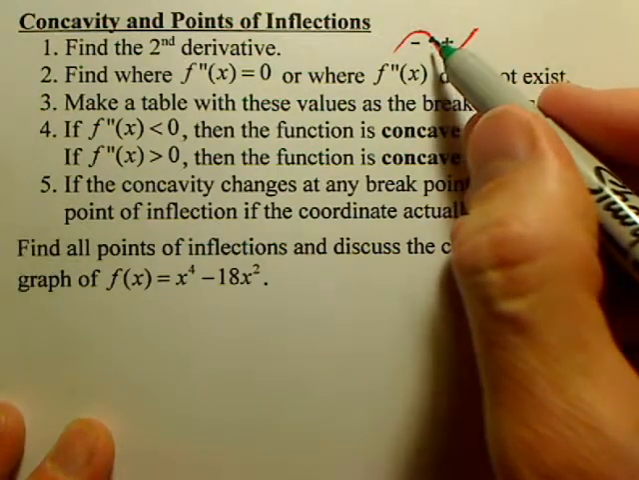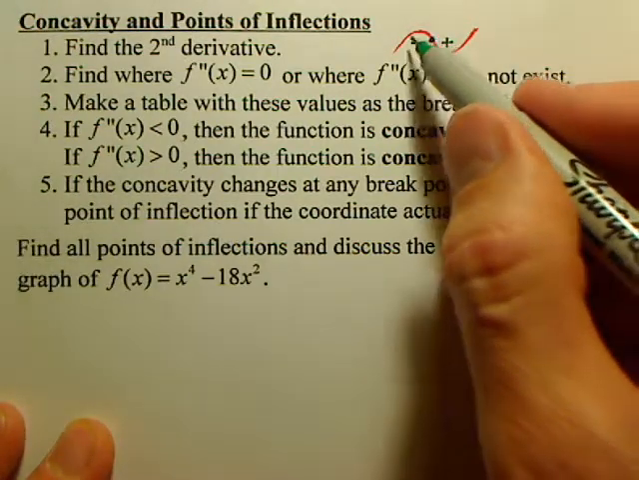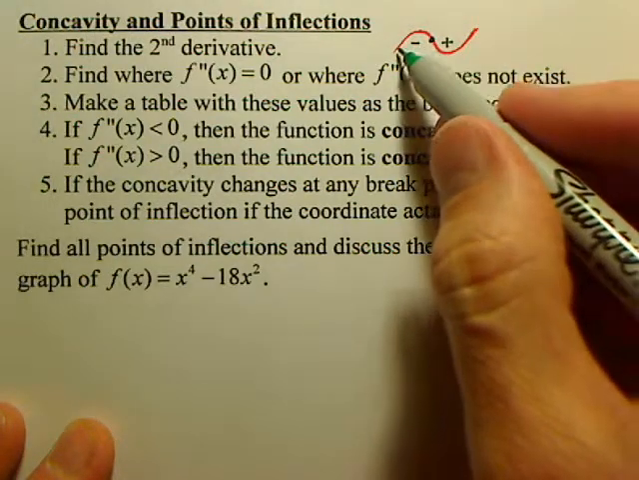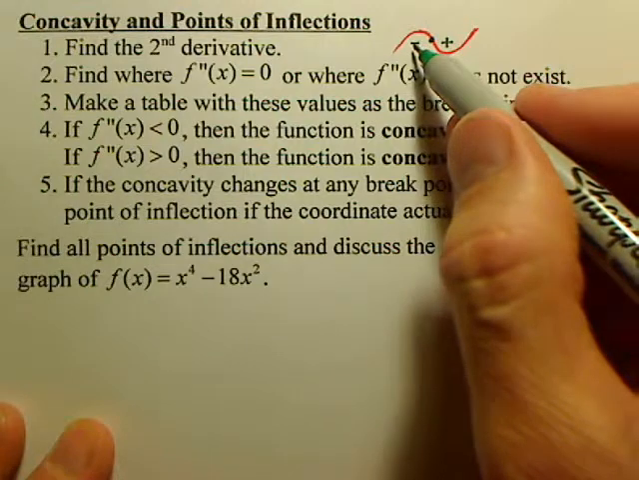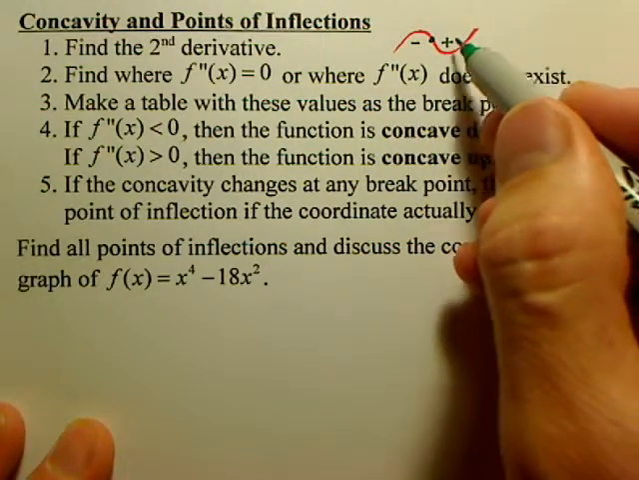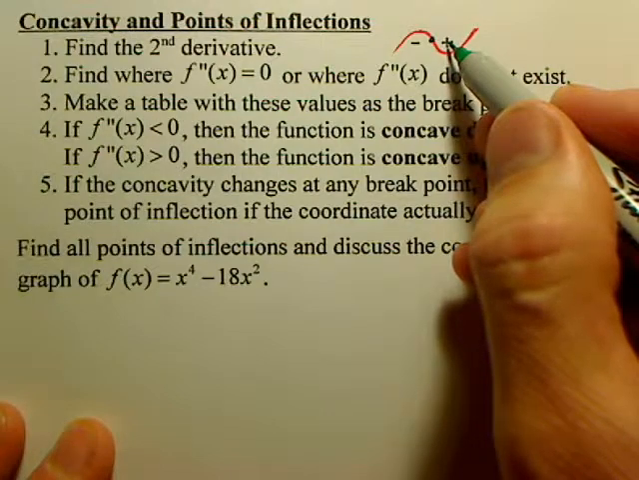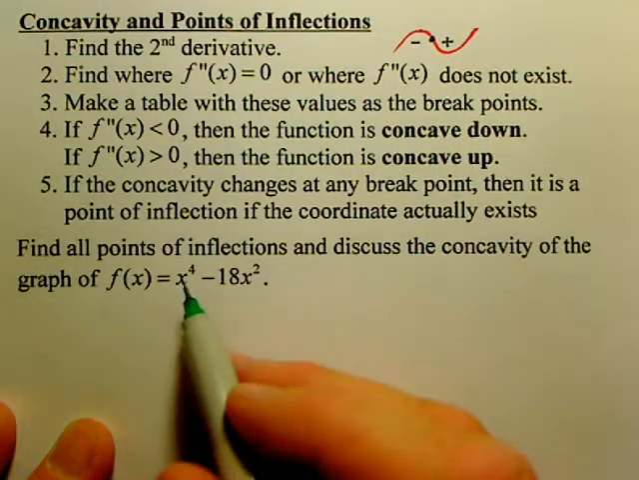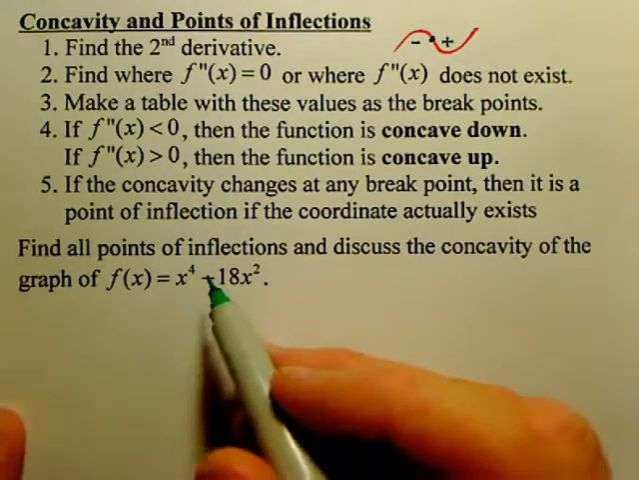And this point right here is called a point of inflection because that's the point where the concavity changes. All right, so basically if you see a frown, it's sad, it's negative. If it's happy and smiling, it's positive. So concavity, points of inflection, and we're going to find those and deal with those in this problem.